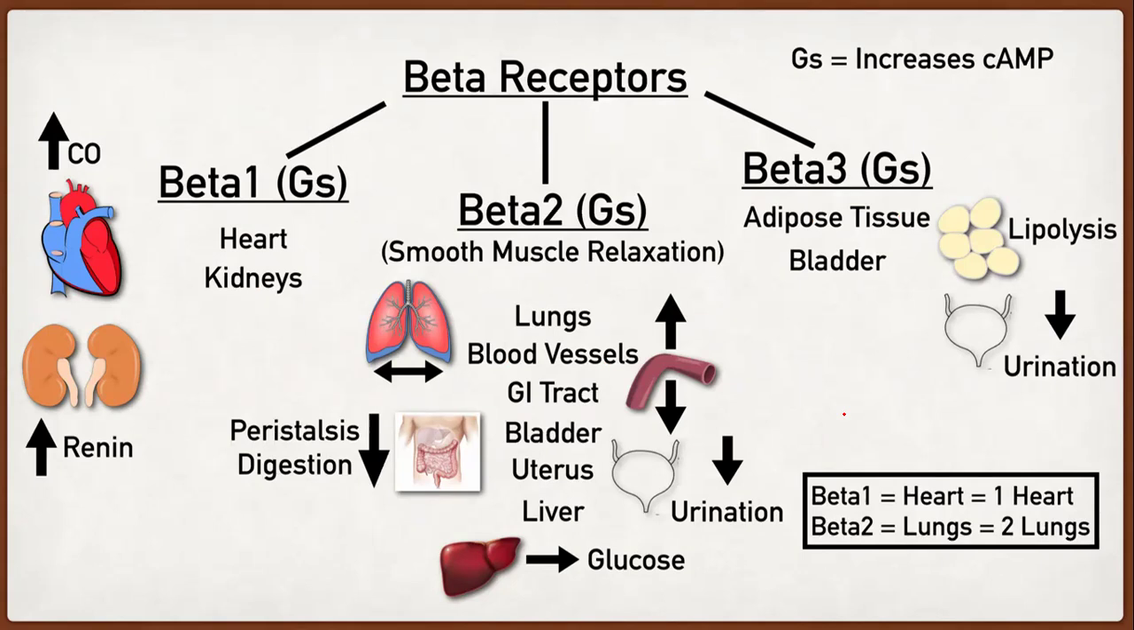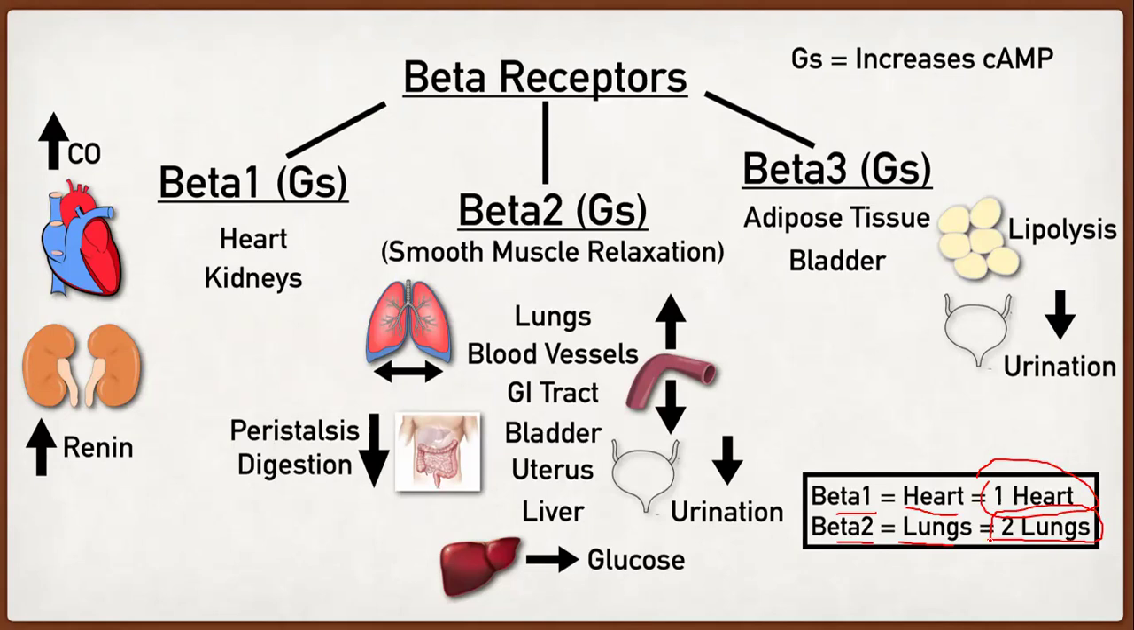So this is one way to remember where the beta 1 receptors are located. They are located in the heart. Why? Because there is one heart in the body, so beta 1. So you can relate 1 with 1. So beta 1 are in the heart and beta 2 are in the lungs, right? There are two lungs in the body, so beta 2 are in the lungs.